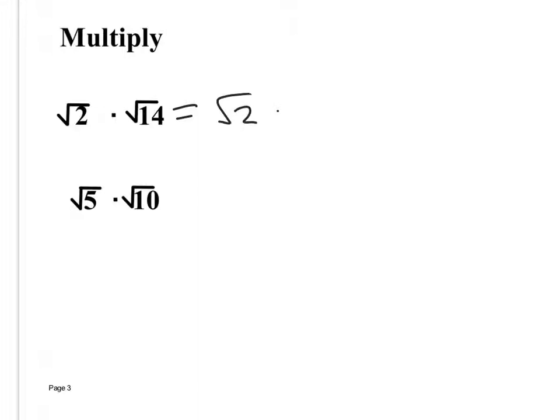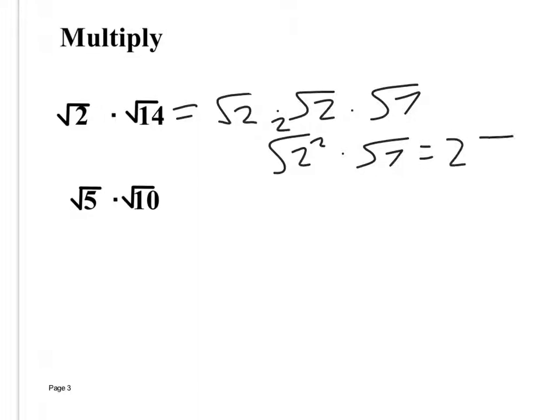Square root of 2 times, is there anything I can break up 14 into? 7 and 2. So I'm going to break that into the square root of 2 times the square root of 7. Which I have the square root of 2 times the square root of 2, which is the same thing as the square root of 2 squared times the square root of 7. The square root of 2 squared is 2. So your answer would be 2 square root of 7. Now that's a little bit more writing than I would do or what I expect. What I would do is just change this into the square root of 4 times the square root of 7. Because 2 times 14 is 28, and 4 times 7 is 28.